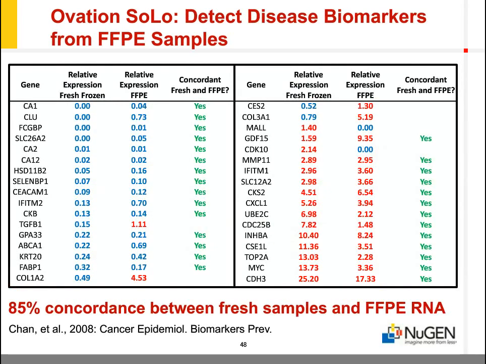To measure detection of biologically relevant information within the colon cancer quad-set RNA samples, we first obtained a list of genes known to be aberrantly expressed in colon cancer relative to healthy colon tissue from a study cited at the bottom of the slide, which was published in 2008.